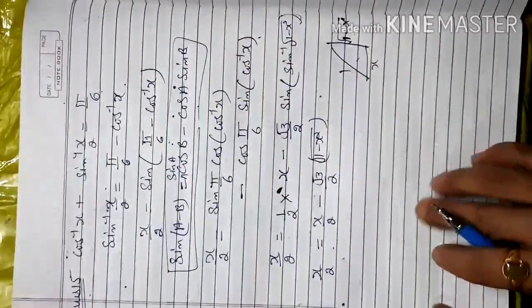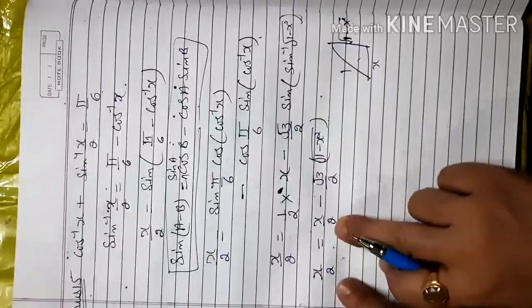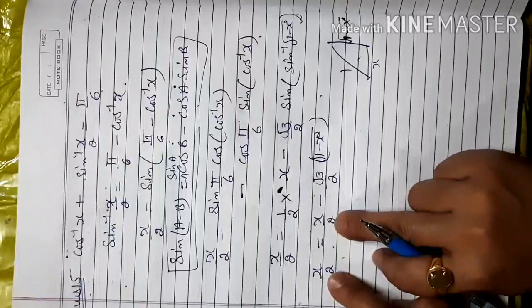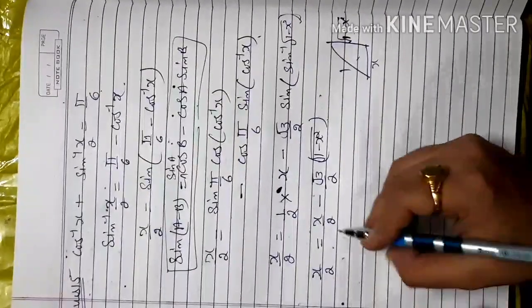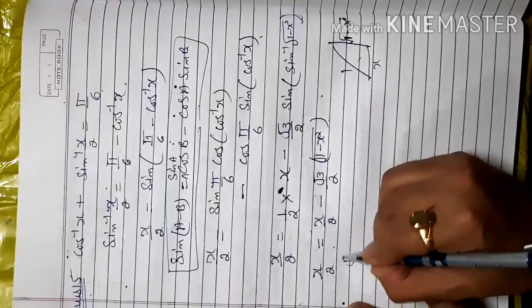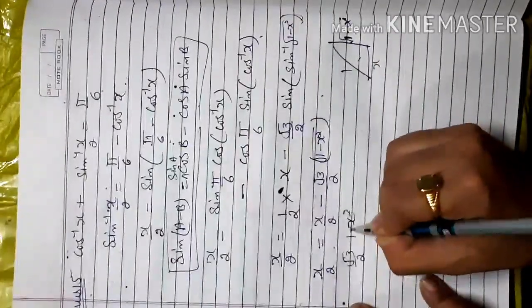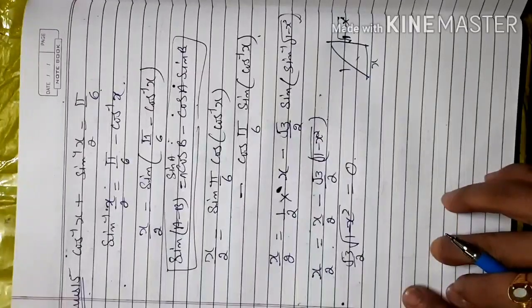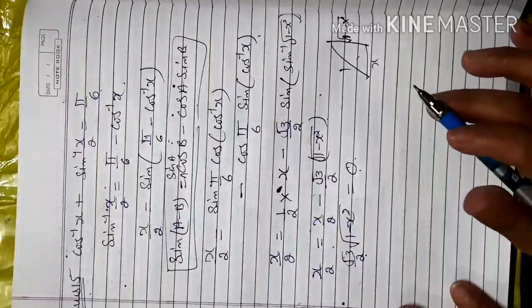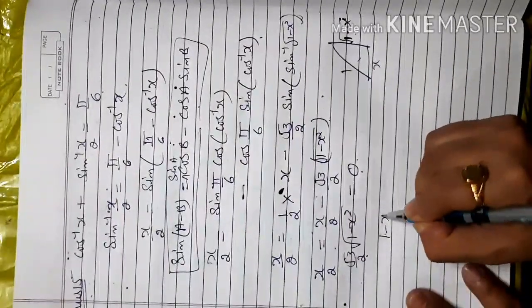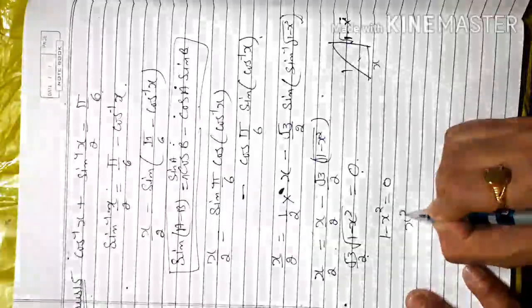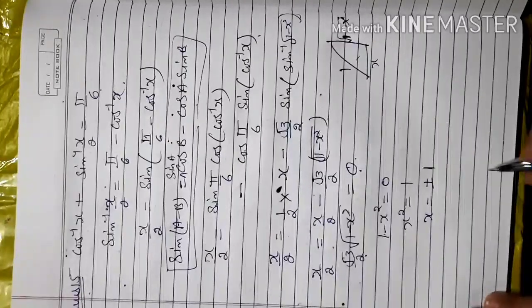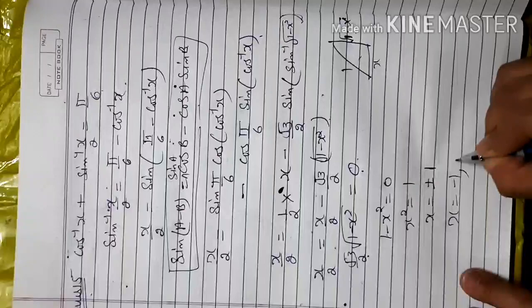What is left? This is x by 2 minus root 3 by 2, sine inverse is cancelled, root of 1 minus x square is left. Now if I move this on this side and x by 2 on this side, this x by 2 is cancelled on both sides. So what is left if I check that? Only root 3 by 2 times root of 1 minus x square is equal to 0 is left. Now I try to find the x value from here. So root 3 by 2 also merges into 0. So what is left? Only 1 minus x square is equal to 0. Then x square is equal to 1. Then x is equal to plus minus 1. Root of 1 is 1. So I got the two values of x, minus 1 and 1.